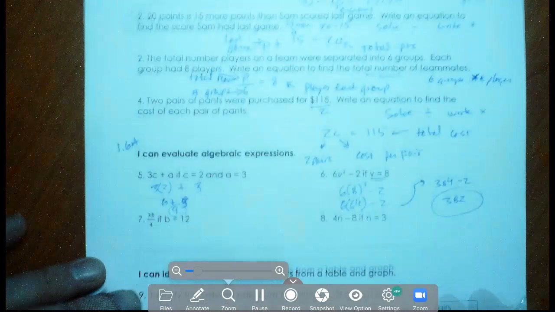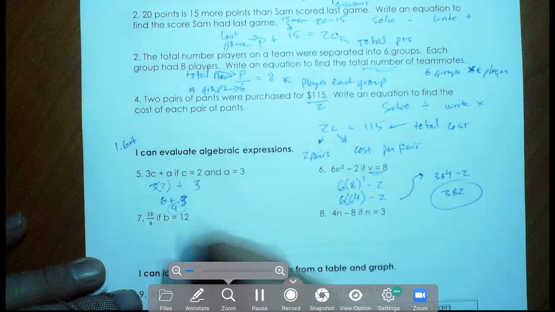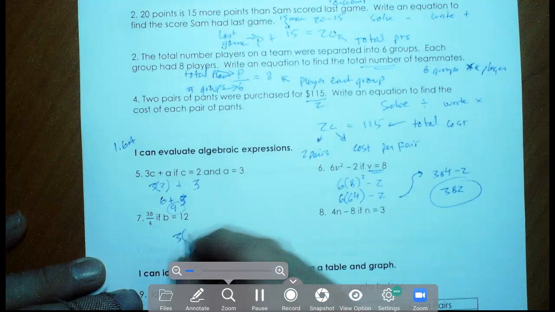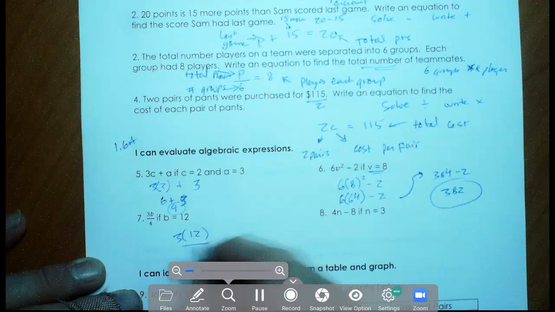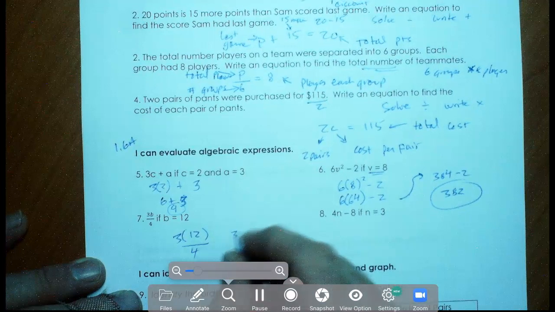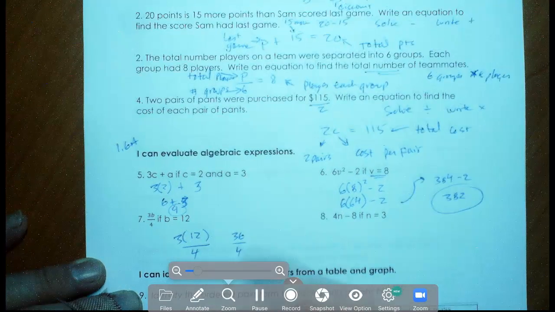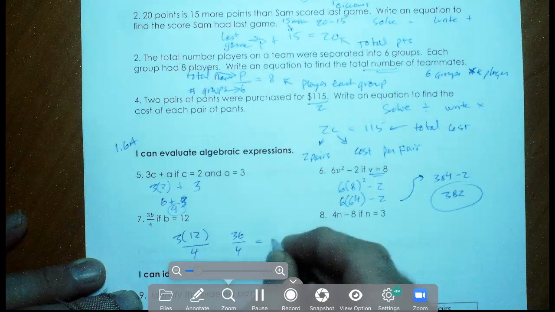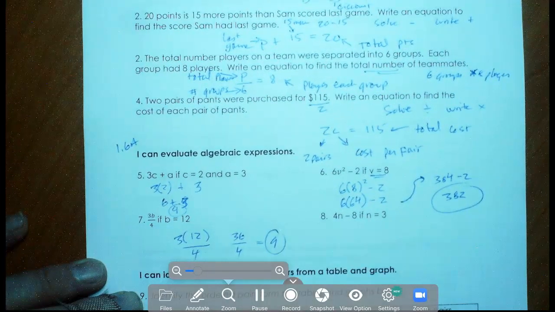Alright, 3b divided by 4, where b equals 12. So here's 3 and b is 12, divided by 4. Well, we could do 3 times 12. It's 36 over 4, which is 36 divided by 4. You can put it in your calculator and it'll tell you it's 9. You can do it in your head too.